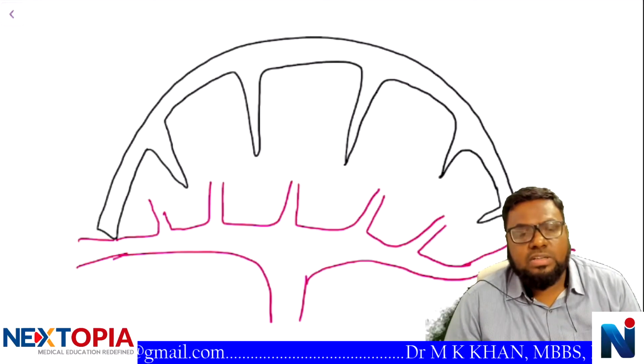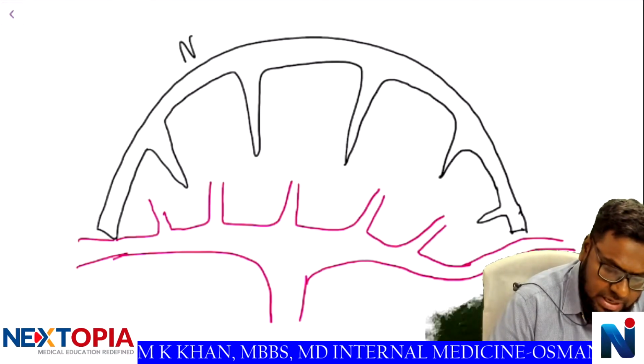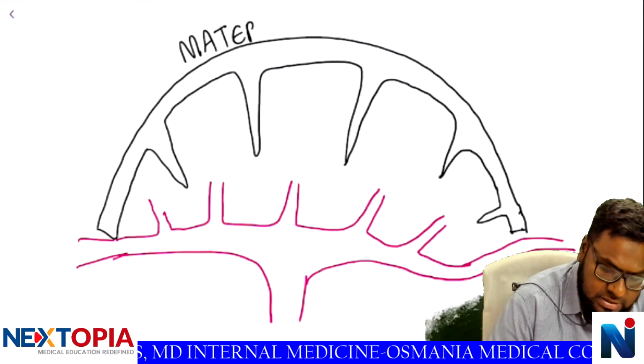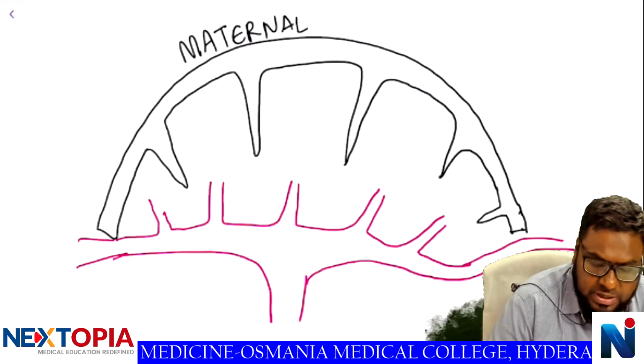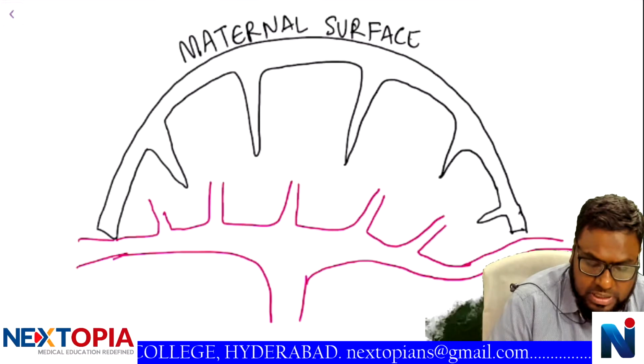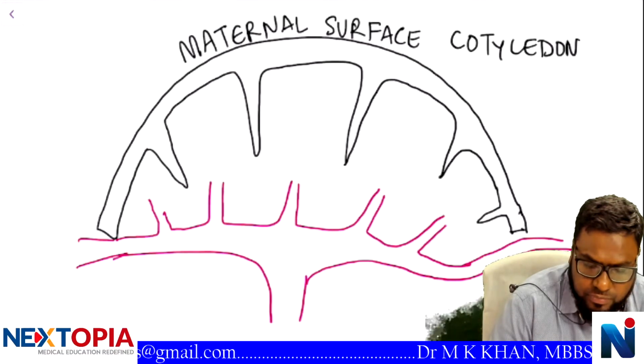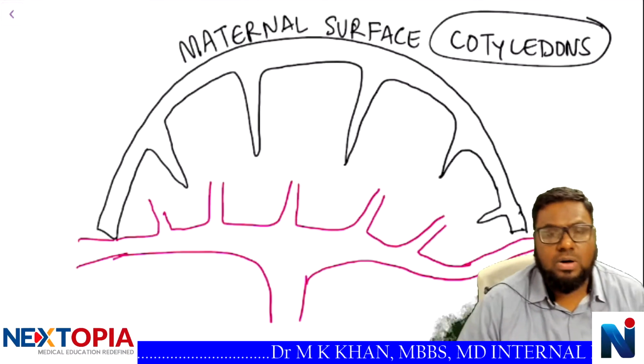So we have got the fetal surface of the placenta and the maternal surface. So this is the maternal surface, the black color one. Maternal surface, which is divided into maternal cotyledons. Maternal cotyledons. All right.